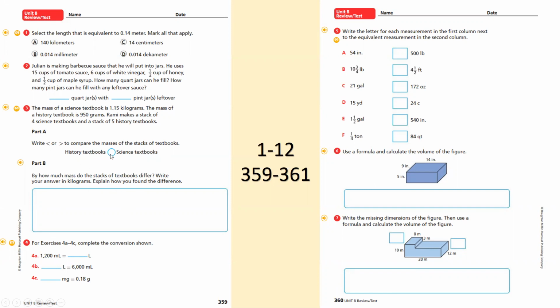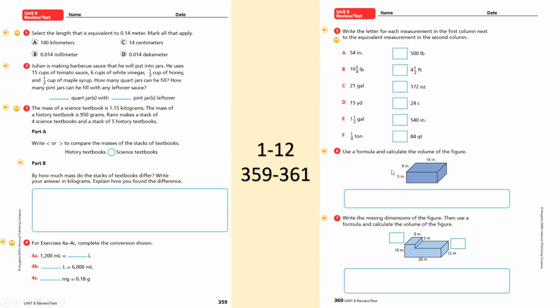So first of all, you've got to remember or look back in the video or look at your own work, which one weighed more, history books or science books? And then tell me the difference. Tell me the difference. And look, we already did it in kilograms, so you're good. So literally we already did 2 and 3. Let's go on to 4. 4, you're going to convert milliliters to liters, and then grams to milligrams.